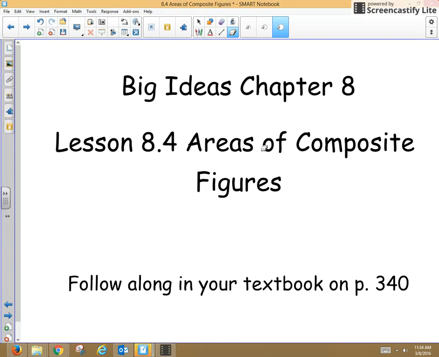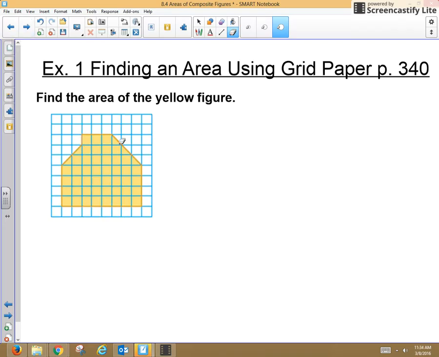Hello, today we're covering 8.4, Areas of Composite Figures. So follow along in your textbook on page 340. We're going to start with example 1, finding an area using grid paper, found on page 340. So we need to find the area of the yellow figure.